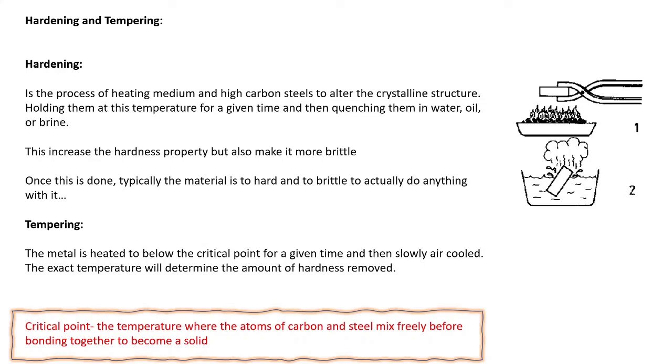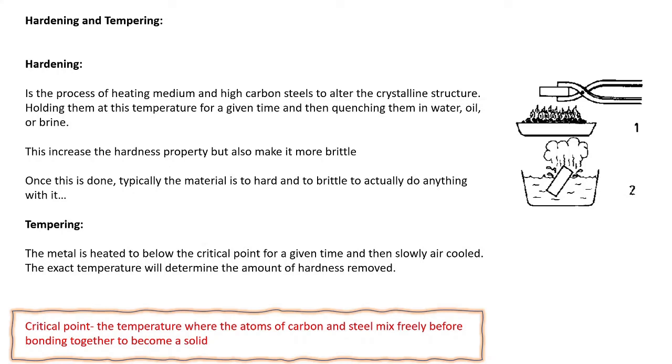Once it's done, typically the material is too hard or too brittle to actually do anything with, so you need to temper it afterwards. Tempering is when the metal is heated to below the critical point for a given time and then slowly air cooled. The exact temperature will determine the amount of hardness removed.